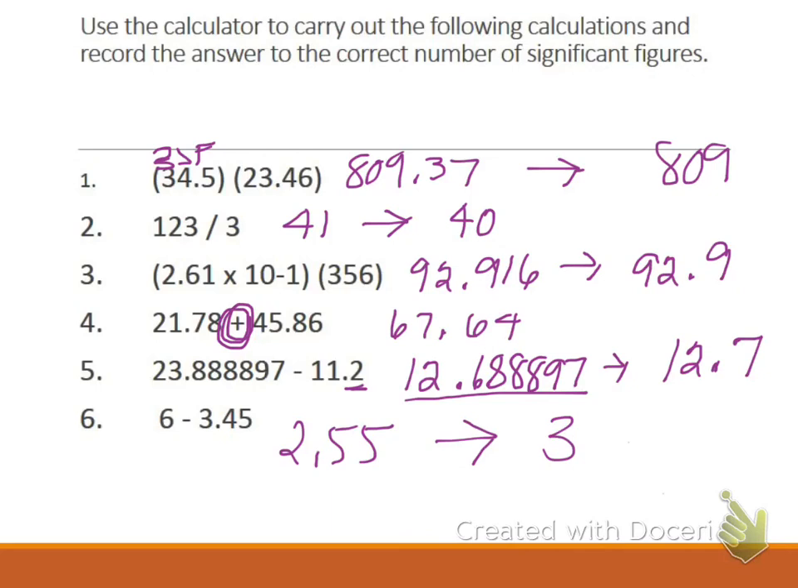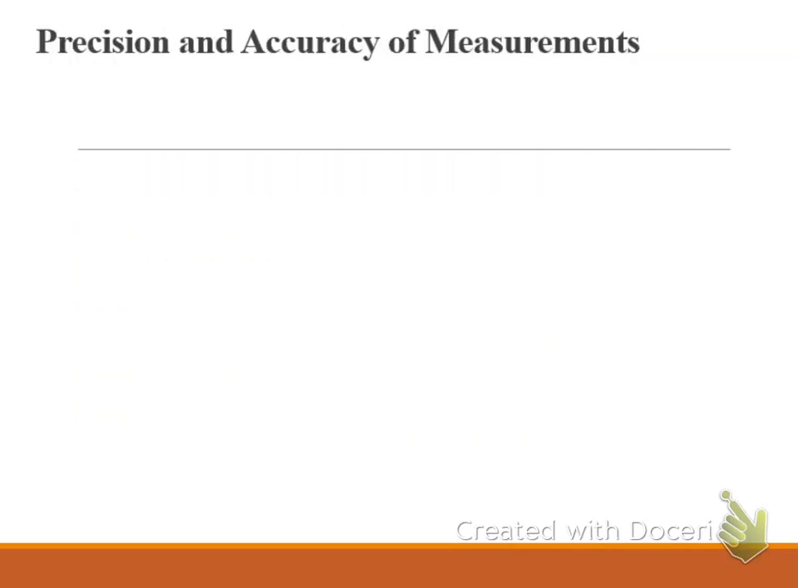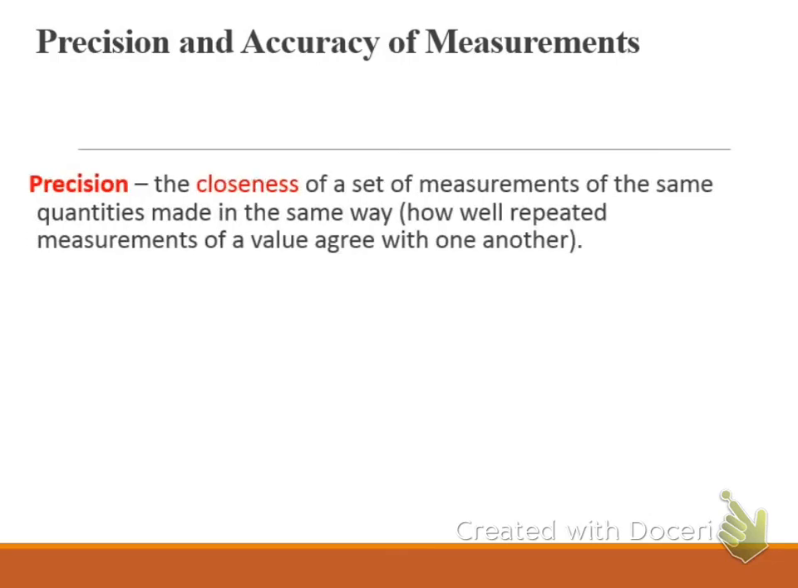Okay. All right, let's talk about precision and accuracy now. And I will tell you this, these are the things on the test that people get backwards. Precision and accuracy.